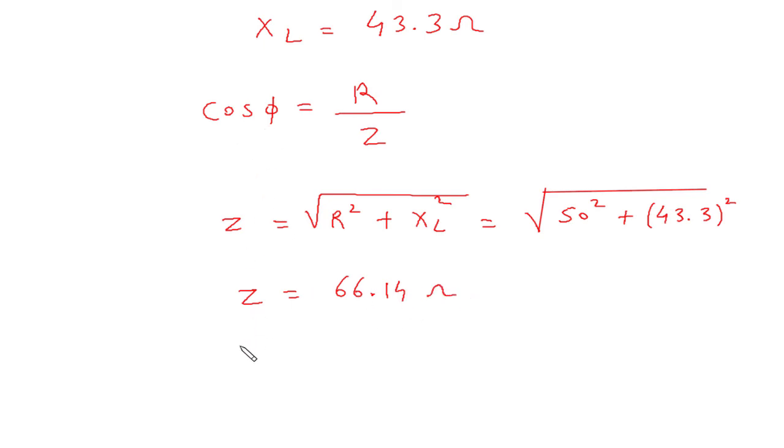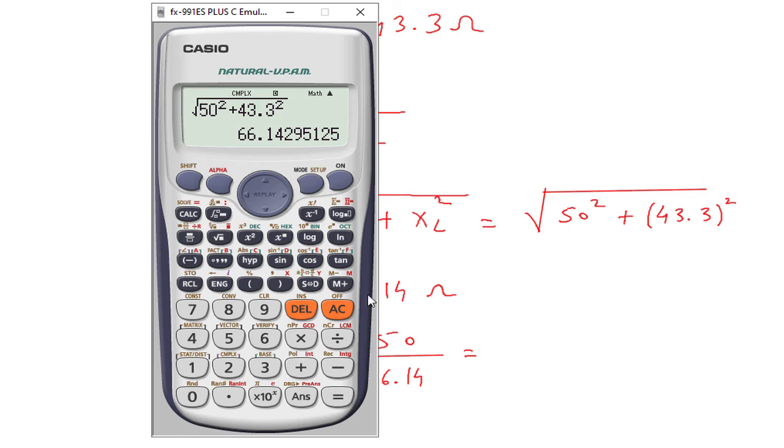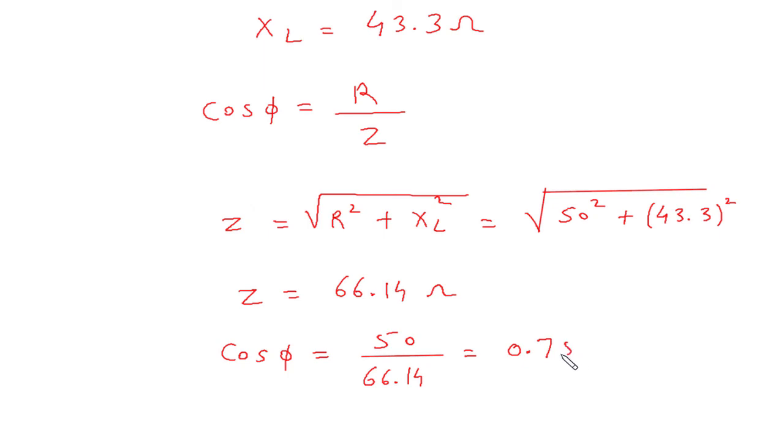So from this we can find the value of cos phi. Cos phi is equal to R by Z. So R is 50 ohm divided by Z, which is 66.14. So 50 divided by 66.14 is 0.755. 0.755 is the value of cos phi.